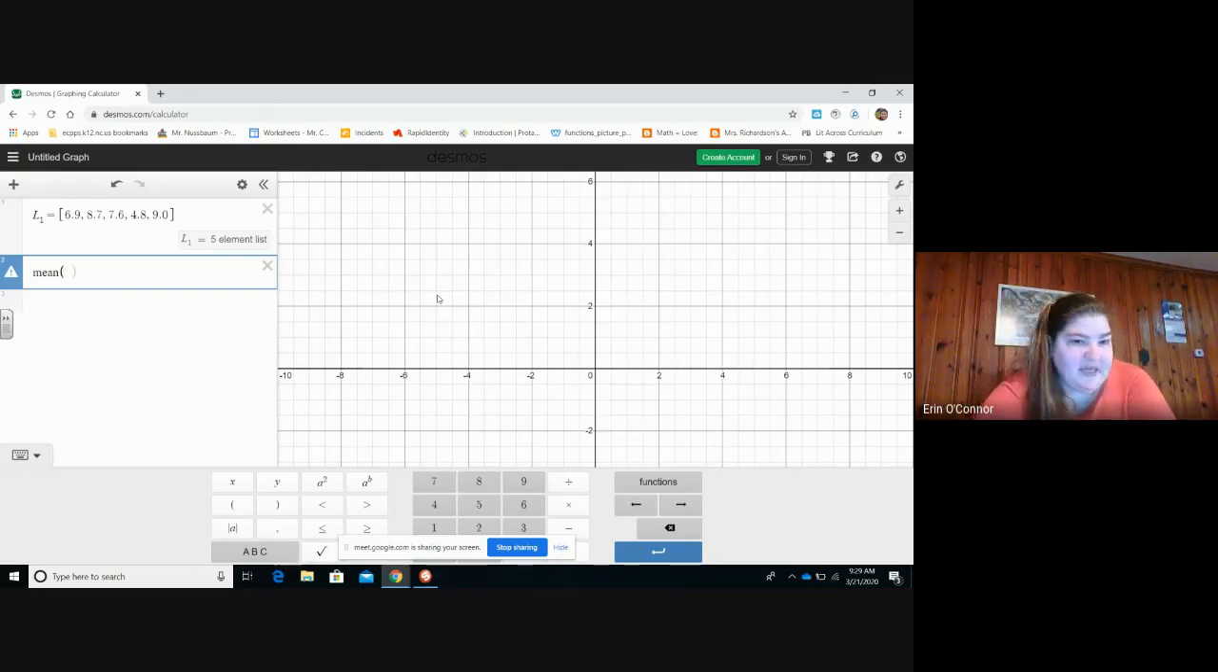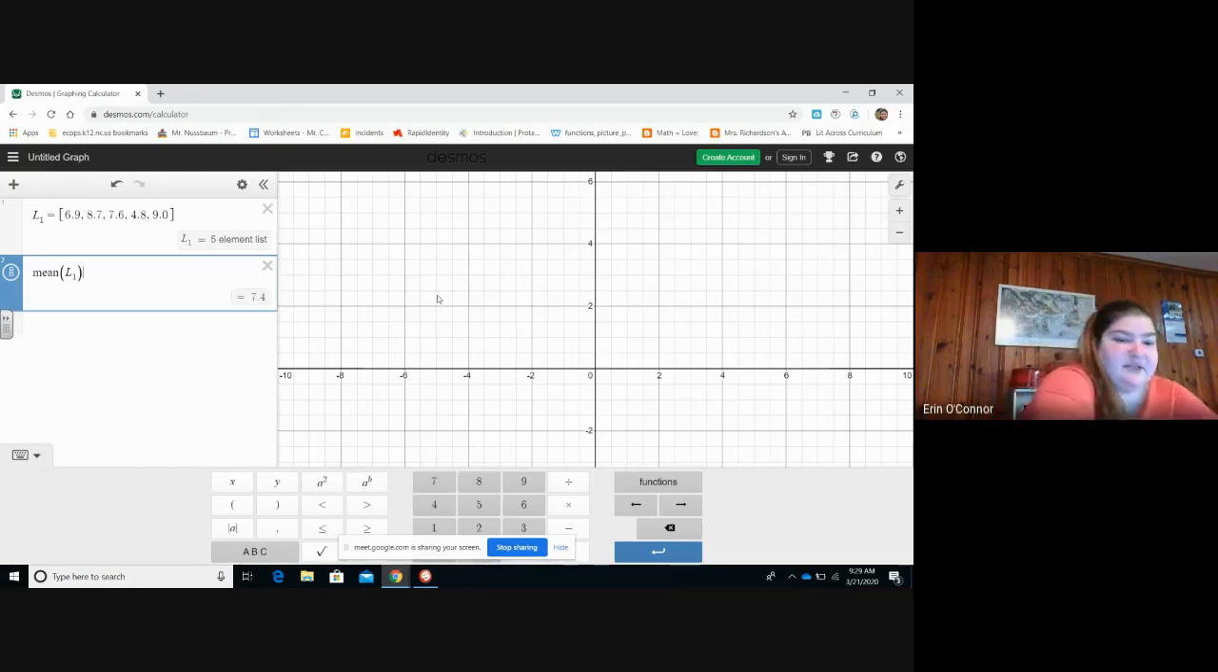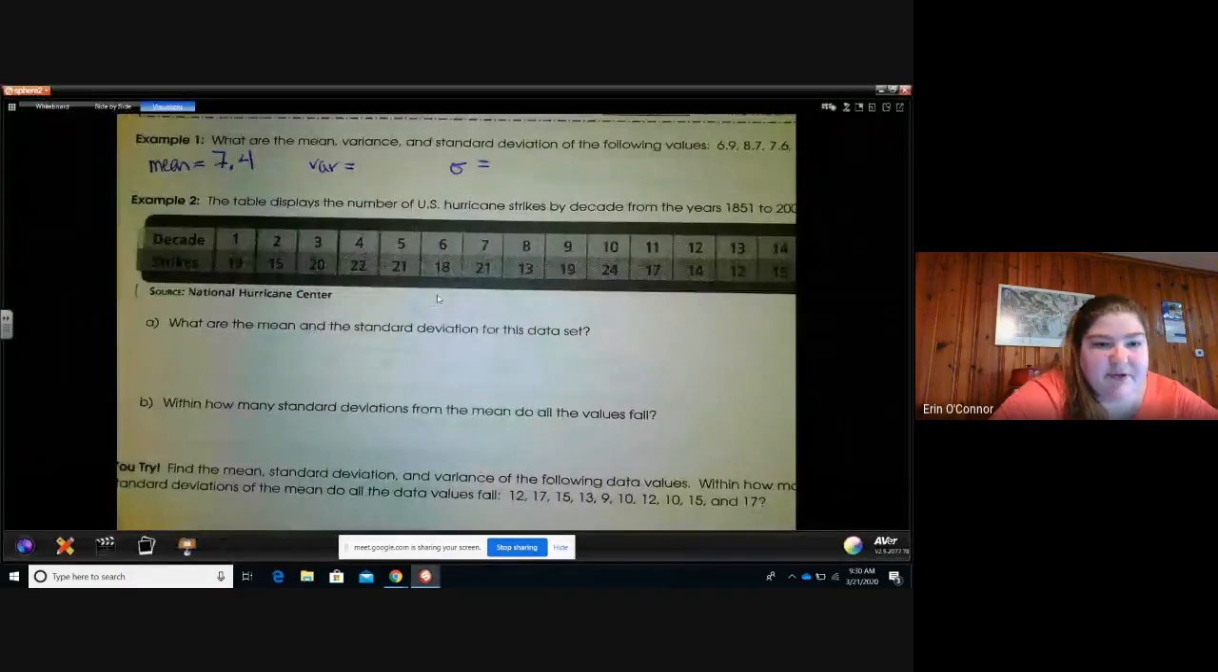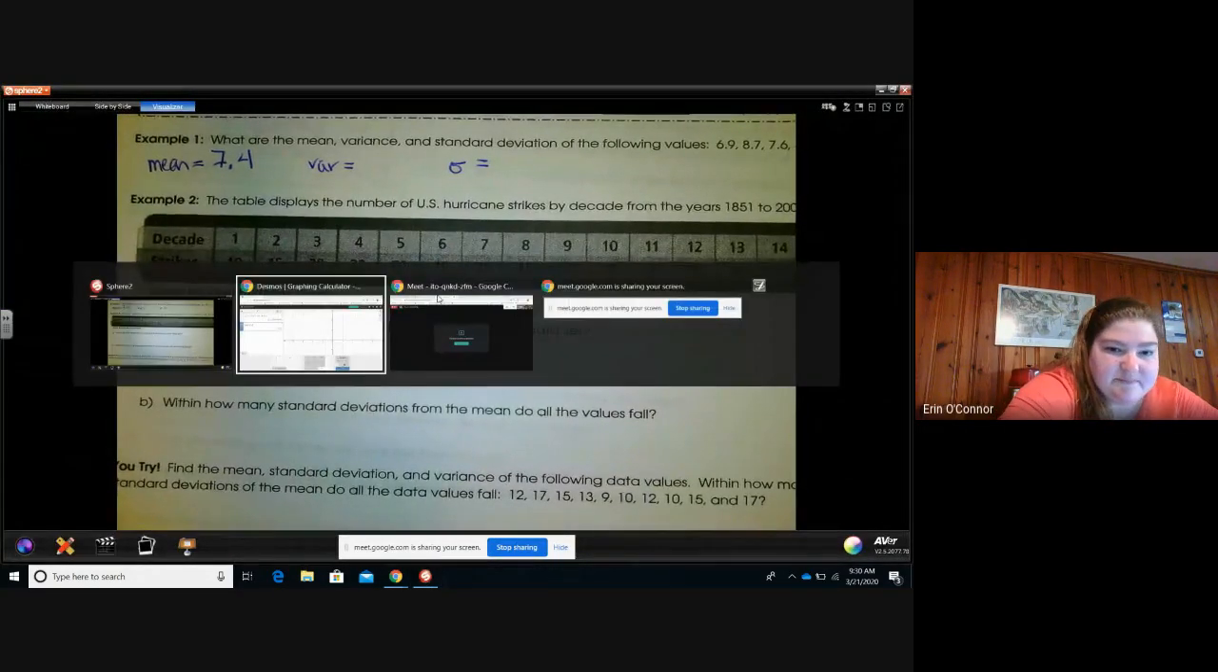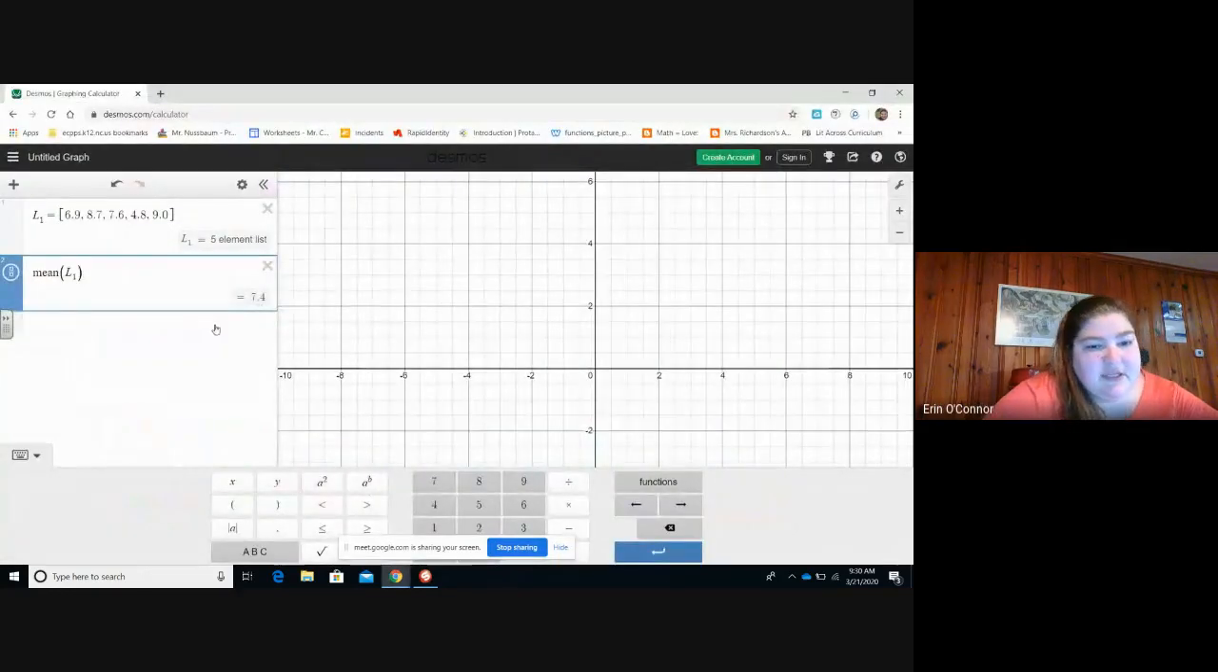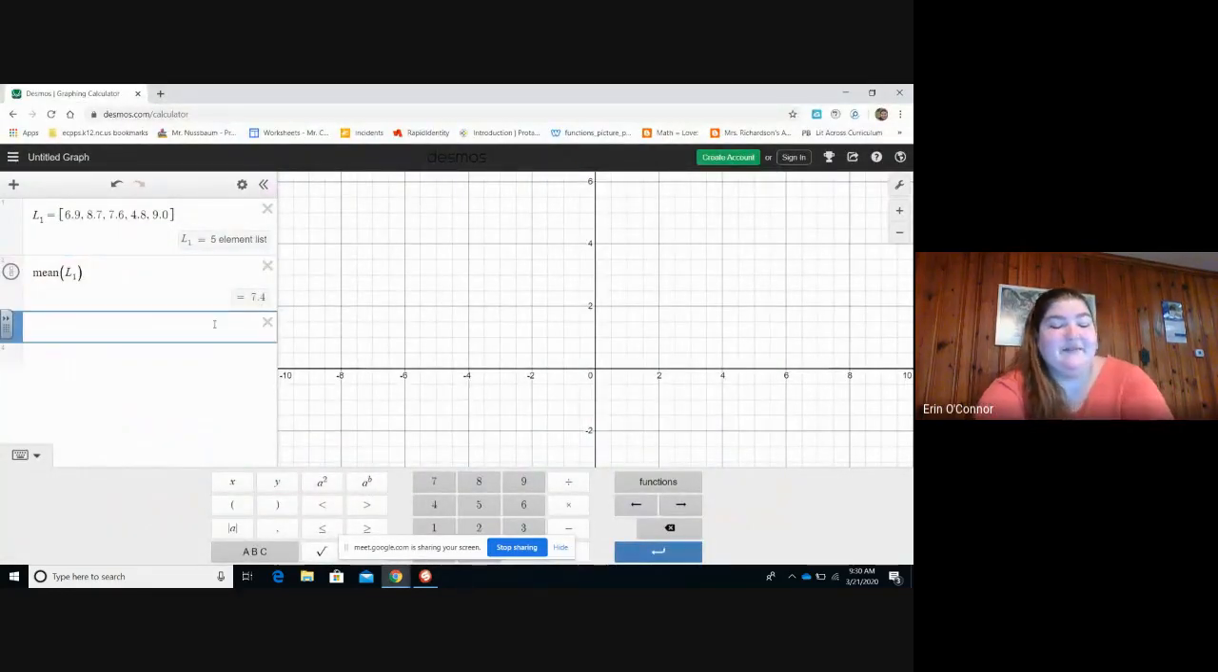So let's start with our mean, and you can just type mean, or you can actually press that button if you want to. And we need the mean of list 1. And the mean of list 1, it shows you on the screen, is 7.4. So we're going to just put 7.4 here. This is the wonder of Desmos. And if you guys want to see, I just put that onto my paper. So do the same on yours. The wonder of Desmos is Desmos calculates it for you.